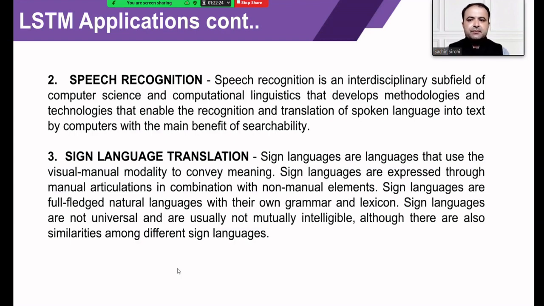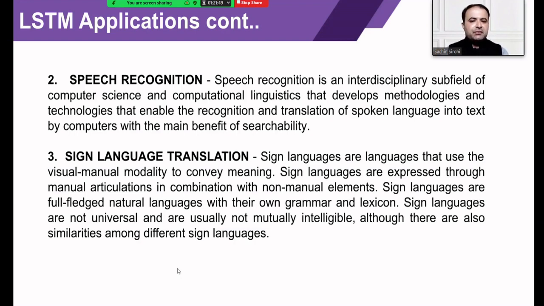Speech recognition is an interdisciplinary subfield of computer science and computational linguistics that develops methodologies and technologies that enable the recognition and translation of spoken language into text by computers, with the main benefit of searchability. To enhance the searchability and to enhance speech recognition, LSTM is the perfect example of this.